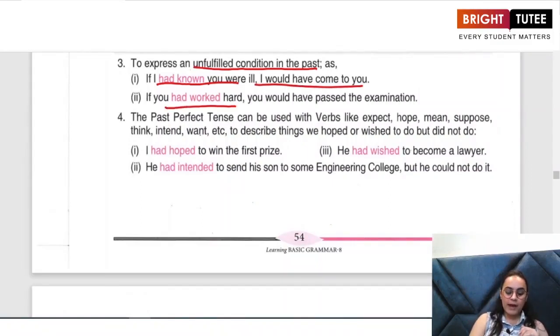If you had worked hard, you would have passed the examination. If you would have worked hard, this is again an unfulfilled condition.